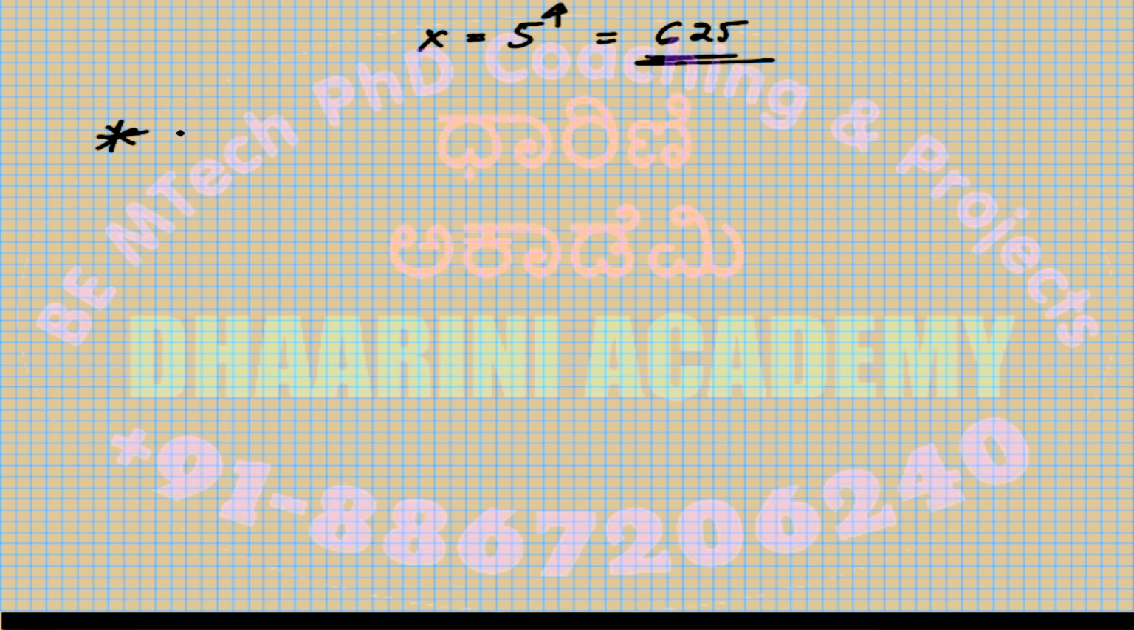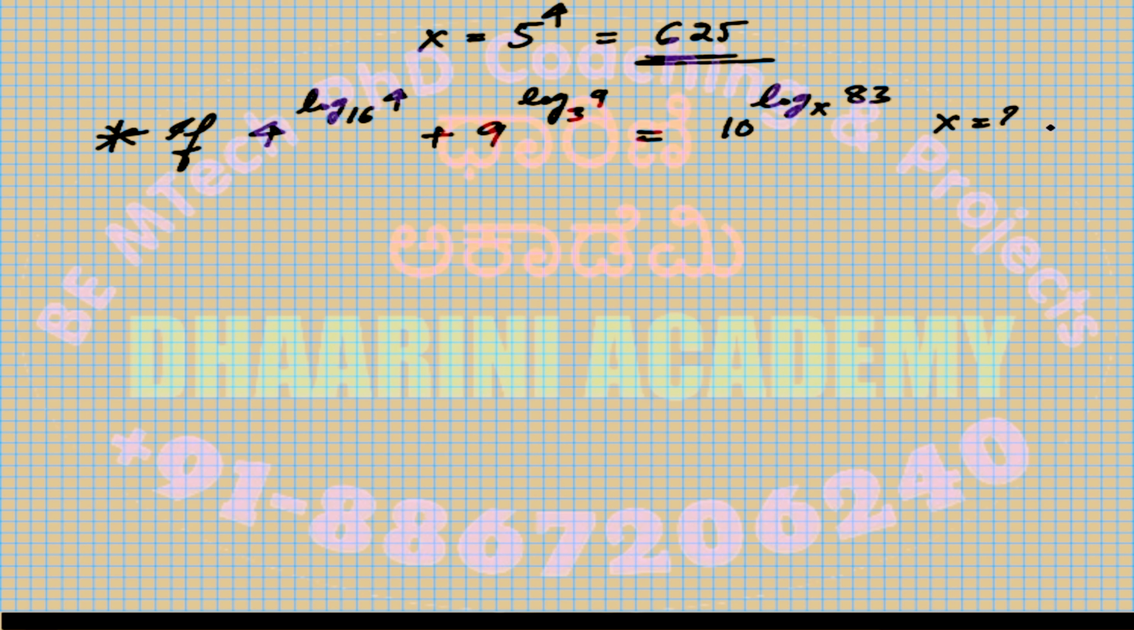Next question. If 4 to the power log to the base 16 of 4 plus 9 to the power log 9 to the base 3 is equal to 10 to the power log to the base x of 83, find the value of x is the question.